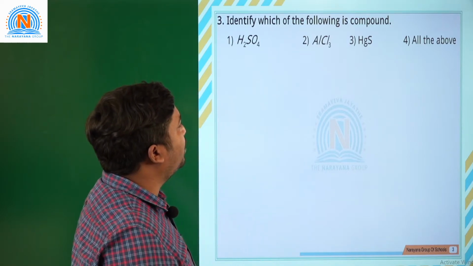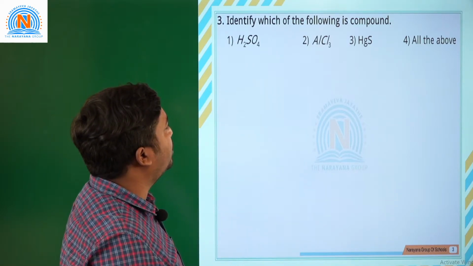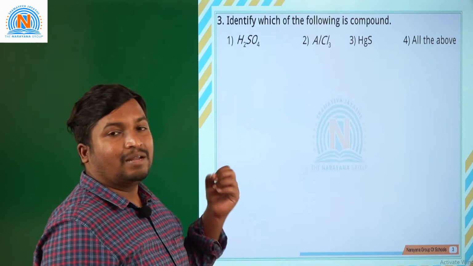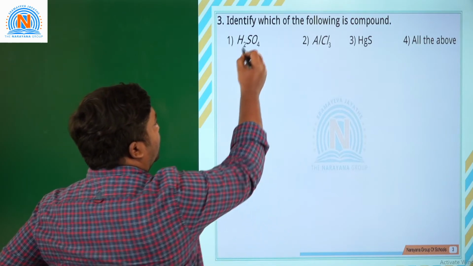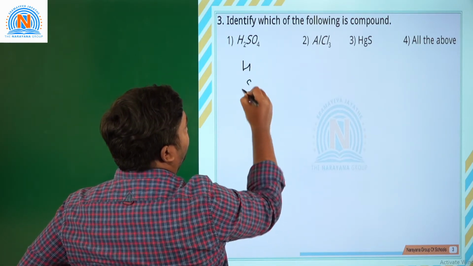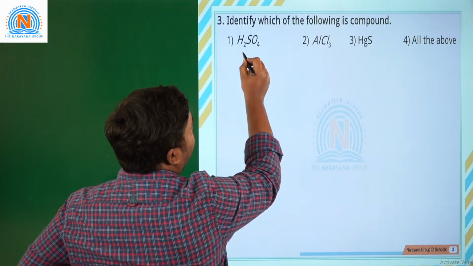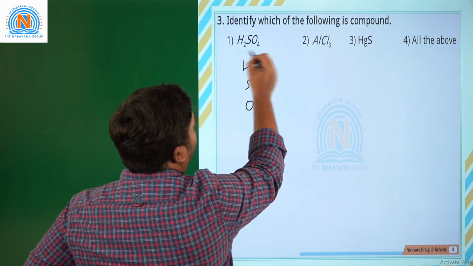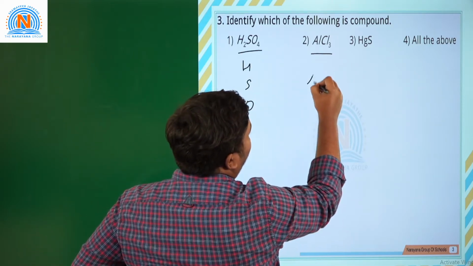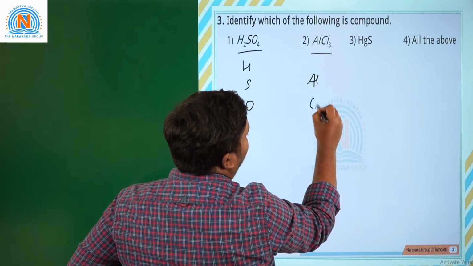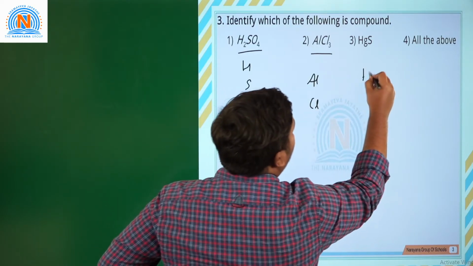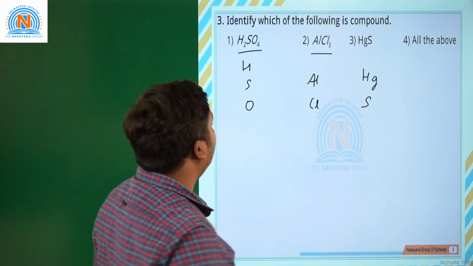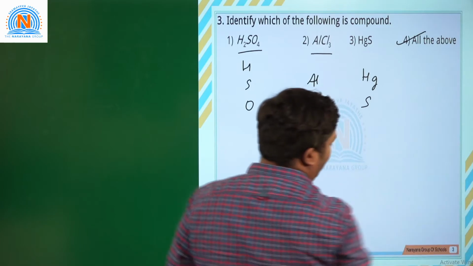Identify which of the following is a compound. So if you see, in all the cases there are more than one elements. Here there are three elements: hydrogen, sulfur and oxygen. Therefore it is a compound. Next, AlCl3, again you have aluminium and chlorine. This is also a compound. Here you have mercury and sulfur, two different elements. This is also a compound. So obviously it is all the above.